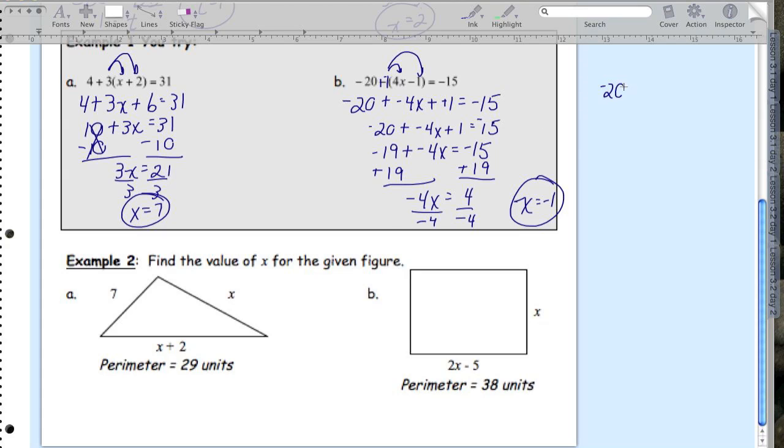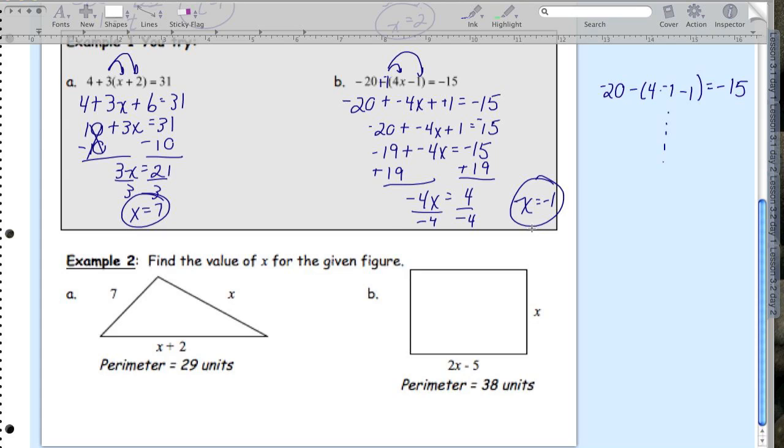I would definitely recommend writing it out. But the problem would be 4 times negative 1 minus 1 equal to negative 15, and then go through the steps there. Don't try to do it in your head or talk it through like I just did. You might confuse yourself more, and that's never a good thing.